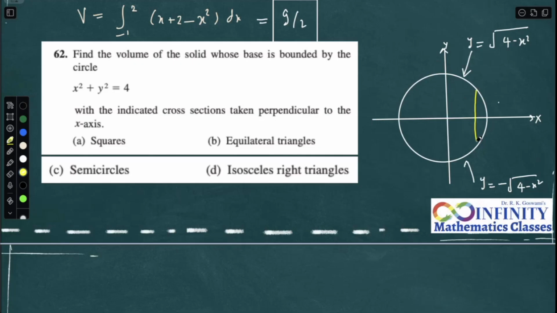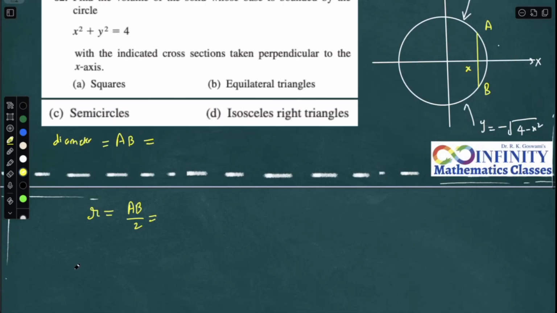So corresponding to any value of x, you have AB, and it is a semicircle. Because it is a semicircle, AB is going to be the length of the diameter. I'm just helping you get AB. You need the radius there. Radius is going to be the diameter divided by 2. Then I need the area. As you know, the semicircle area is going to be 1 by 2 times pi r squared.